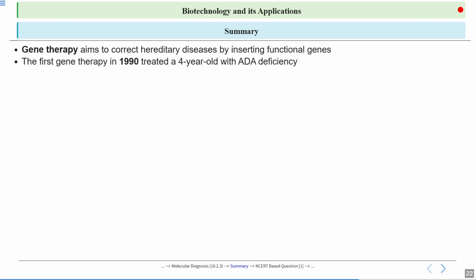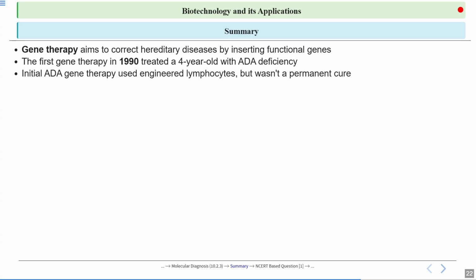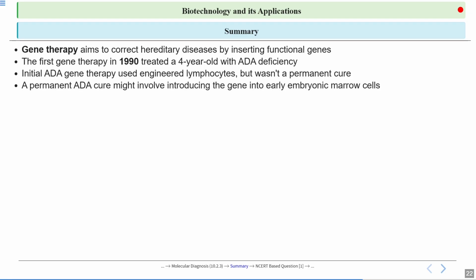The first gene therapy was done in 1990, where we treated a 4-year-old girl who had ADA deficiency. Initial ADA gene therapy used engineered lymphocytes but wasn't a permanent cure. A permanent ADA cure might involve introducing the gene into the early embryonic marrow cells, as I said.